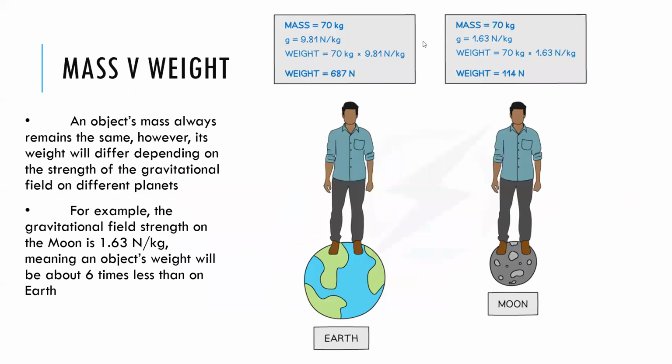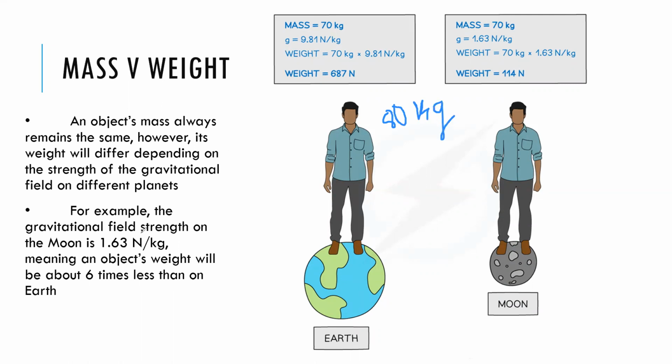Now, mass versus weight. An object's mass always remains the same. However, it is the weight which differs depending on the strength of the gravitational field of different planets. So always remember mass. If you are in your room, if you are in a different city, in a different country, on a different planet, on a moon, anything, your mass, if it is 80 kgs, it will always remain 80 kgs. Why? Because the quantity of matter in an object cannot change.